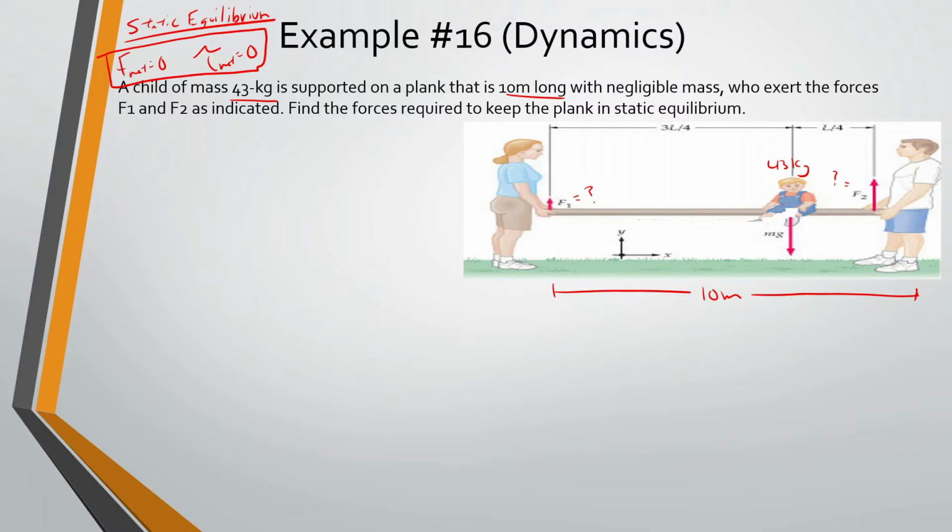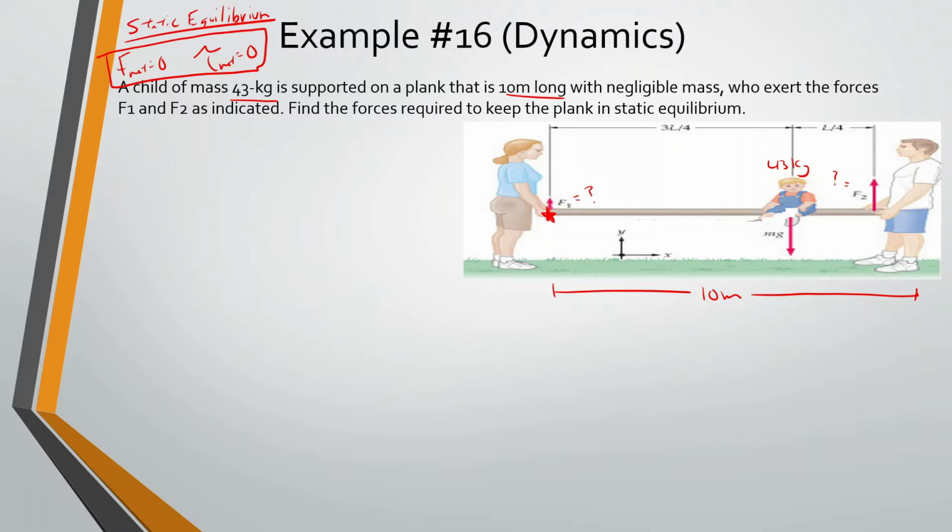Key thing to know when something is not rotating like this is you can make the point of rotation wherever you like. And since you can put it wherever you want because nothing is rotating, you usually want to put it at the place where you don't know one of the forces. So we don't know what F1 or F2 is. I'm going to put the point of rotation at F1 just because I think that's a bit simpler, but you could have also put it on F2 if you would like.